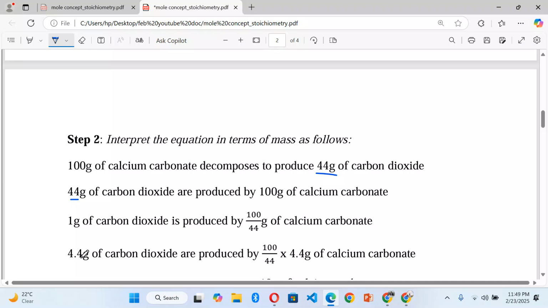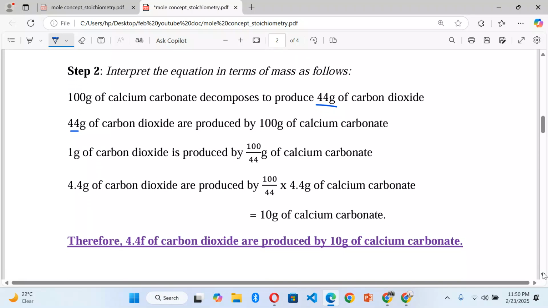So which means 4.4 grams will be this value for 1 gram times 4.4 grams. And finally, we'll be able to get our answer as 10 grams of calcium carbonate. And then you can conclude and say, therefore, 4.4 grams of carbon dioxide are produced by 10 grams of calcium carbonate, and then you get your score.